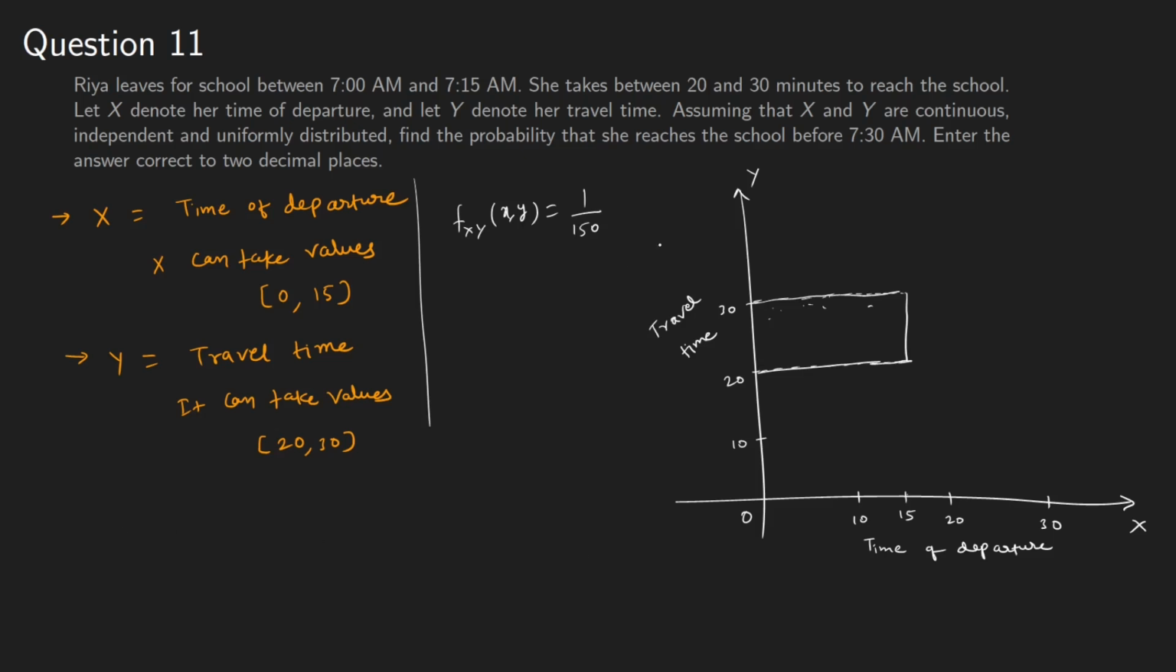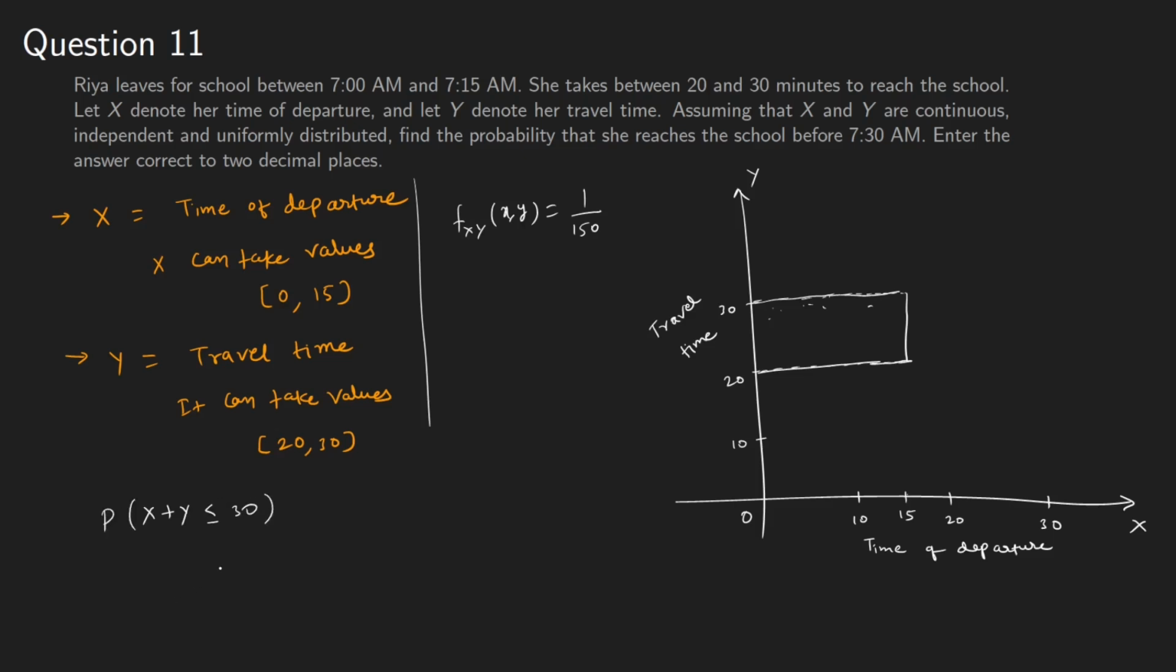We need to find the probability that she reaches the school before 7:30 am. If we are considering x as the time of departure and y as the travel time, then x plus y will in total represent the time at which she arrives at the school. And we need to find the probability that she reaches before 7:30 am. So clearly we need to find out x plus y is less than or equal to 30. This probability we need to find out.